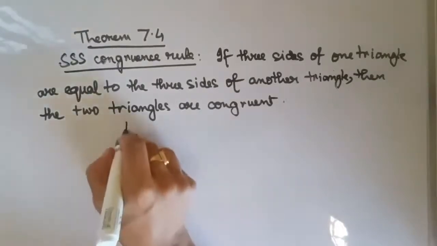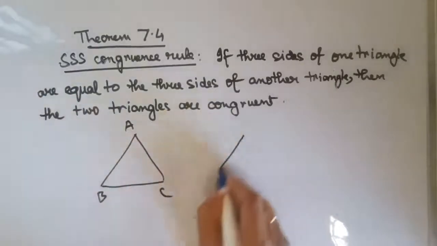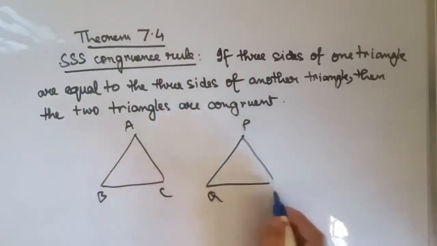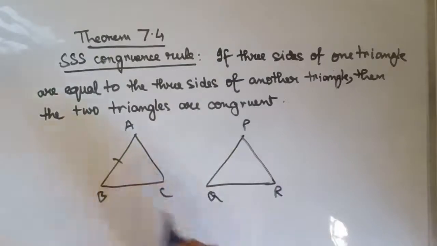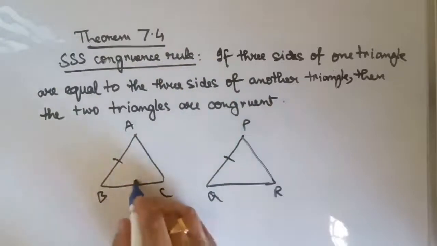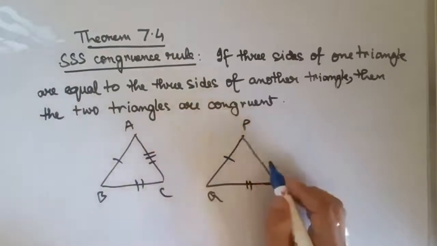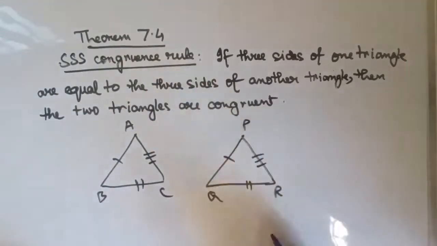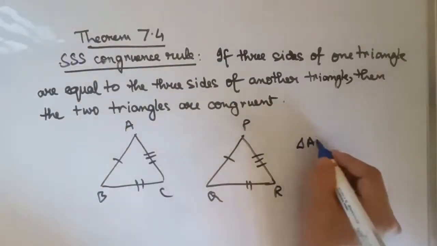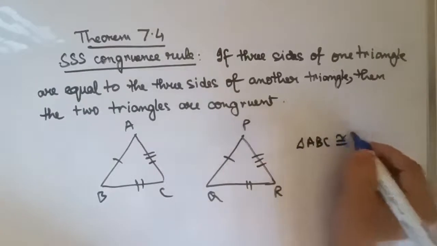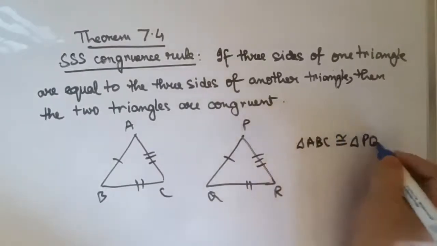Suppose in triangle ABC and triangle PQR, side AB is equal to side PQ, side BC is equal to side QR, and side AC is equal to side PR. That is, all the three sides of this triangle ABC are equal to all the three sides of the triangle PQR. Then triangle ABC is congruent to triangle PQR.